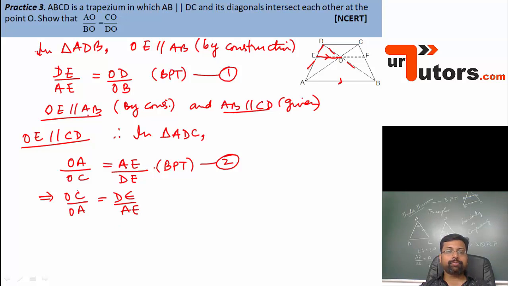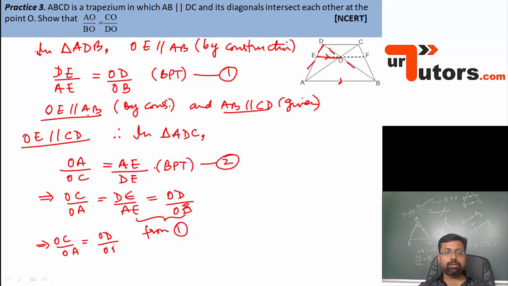Now from 1, instead of DE by AE, what can I write? I can write OD by OB. This is from 1. Okay. So we can leave out the middle part, so we have OD by OB. Okay, this is from 1 and 2. So from 1 and 2 we can straight away say that OC by OA is equal to OD by OB.